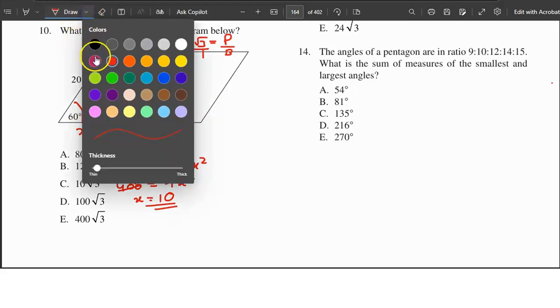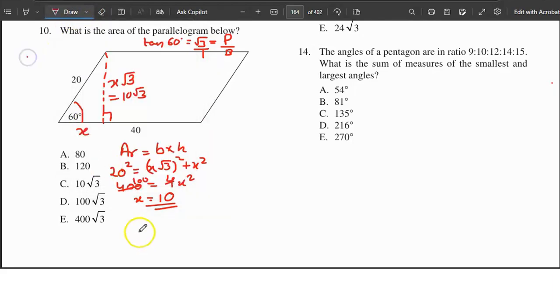We just wanted the area. Area of this parallelogram will be base into height. Base is coming as 40 and height is coming as 10 root 3. So the area will be 400 root 3.